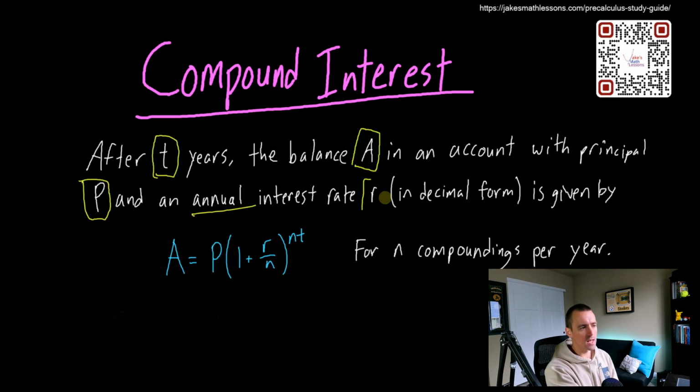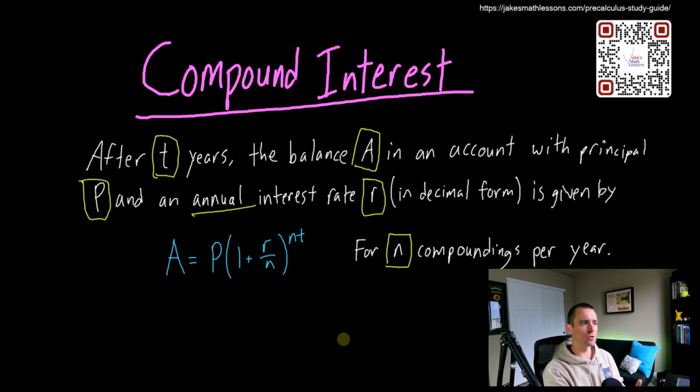But an annual interest rate R in decimal form. A lot of times an interest rate will be given as a percentage, 5% per year or something like that. You want to convert a percentage into decimal form. And we have N compoundings per year. So N is the number of times it's compounded per year.